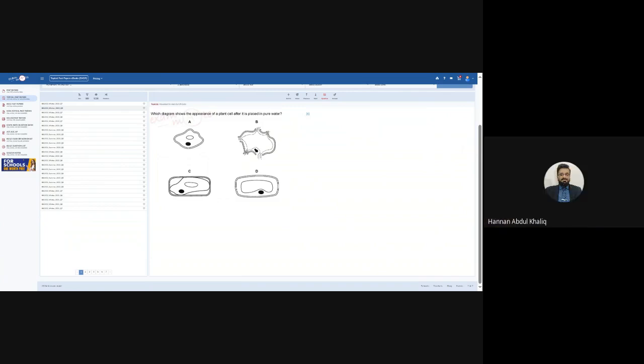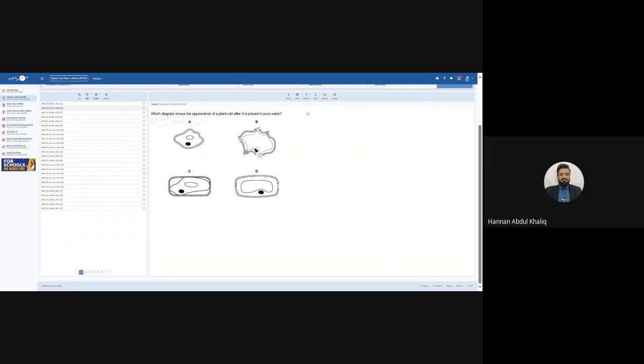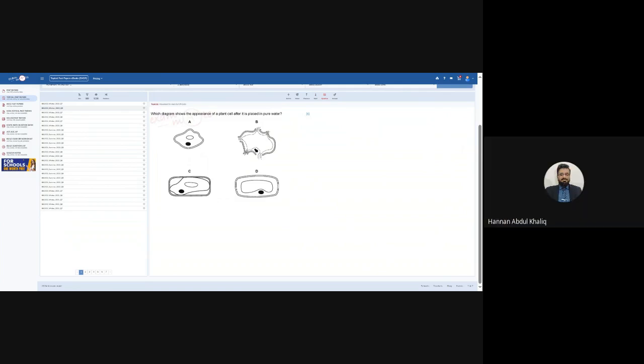What parts of the plant cell do you see in the C diagram? I see the nucleus, vacuole, cytoplasm, chloroplast. No, no chloroplast. Do you see the cell wall? Yeah, I do see the cell wall. Is the cytoplasm supposed to be continuous with the cell wall, or is it away from the cell wall in C?